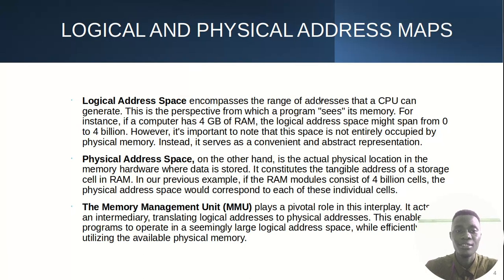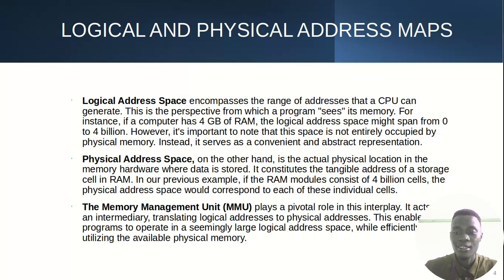There is a logical address space that encompasses the range of addresses that a CPU can generate. This is the perspective from which a program sees its memory. So if it has 4 GB of RAM, the memory might not entirely be occupied by all of those processes that you're using, so it cannot utilize the whole of it at the moment.